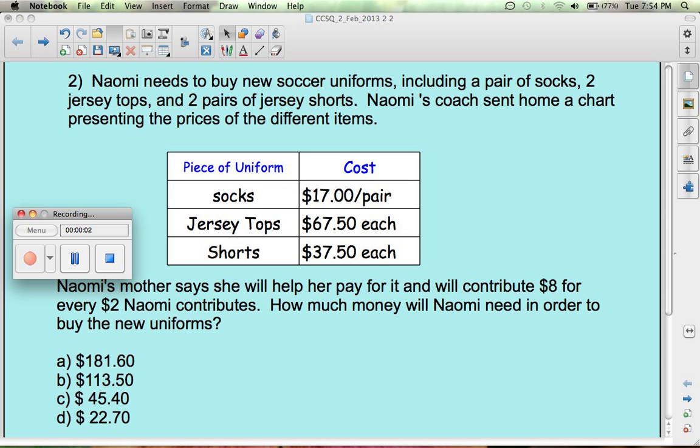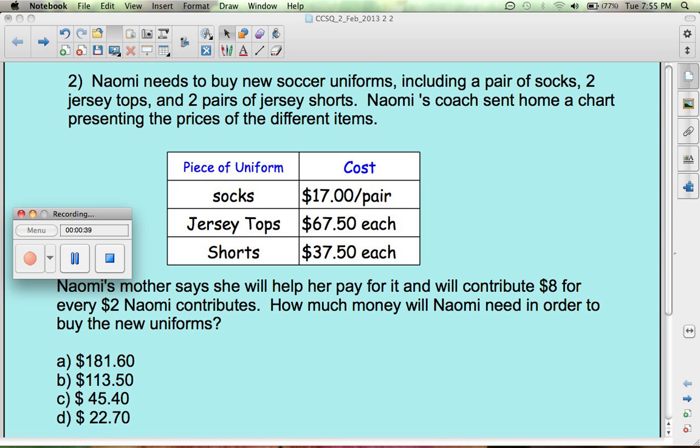Hi, today we're going to talk about question number 2 from the February 2013 New York State Testing Program Common Core Sample Questions for Grade 7. And the question reads, Naomi needs to buy new soccer uniforms, including a pair of socks, 2 jersey tops, and 2 pairs of jersey shorts. Naomi's coach sent home a chart presenting the prices of the different items. Naomi's mother says she will help her pay for it and will contribute $8 for every $2 Naomi contributes. How much money will Naomi need in order to buy the new uniforms?